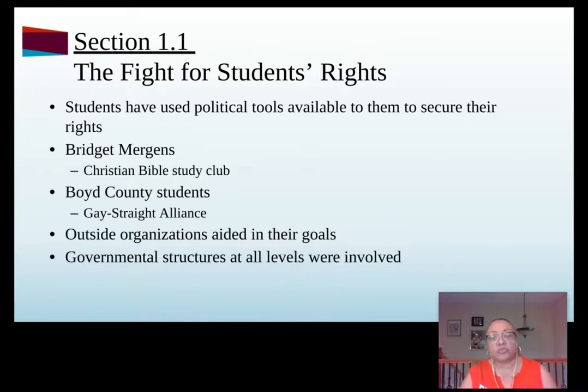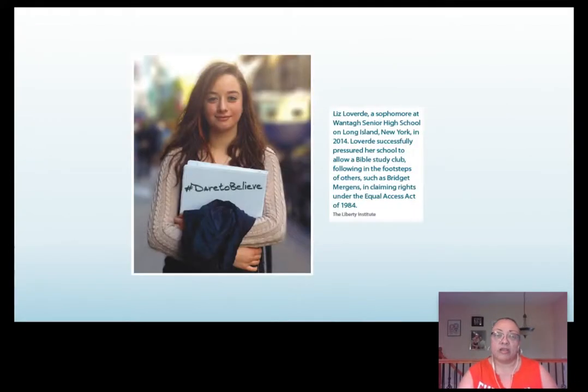Freedom to exercise one's religion without the fear of being persecuted by the government or in any way retaliated against by the government. There's a picture of Liz Loverty. And we talked about in class last week this Equal Access Act of 1984. You need to kind of pay attention to that when we do our first quiz, and what that particular act said and what it meant. And it is in chapter 1.